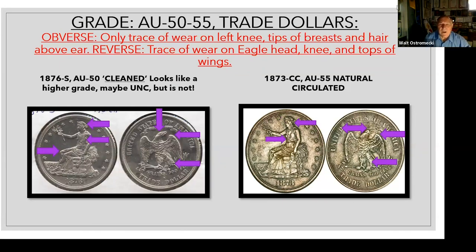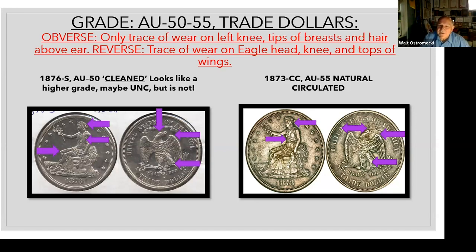And I put in here the 55 because there are 50 and 55. This 96-S here has been cleaned. It looks like a higher grade, maybe uncirculated, but it is not. It's been heavily cleaned and dipped all over. There's nothing in the surface, and that's a shame. You have to look close with the magnifying glass.